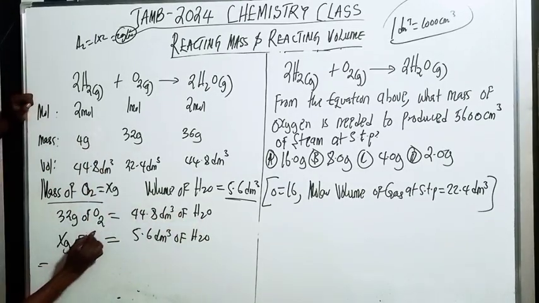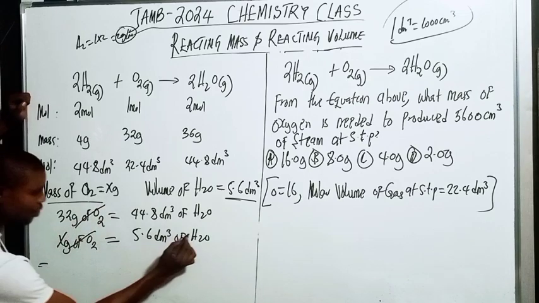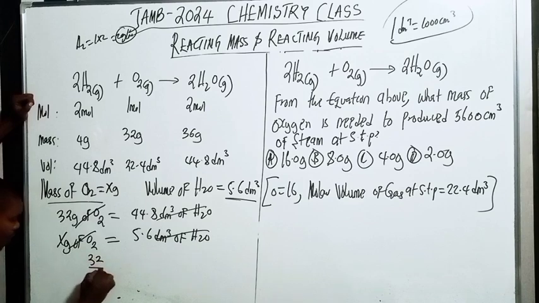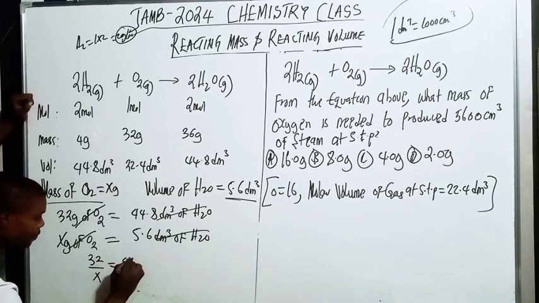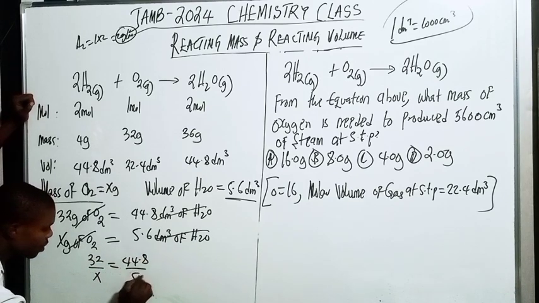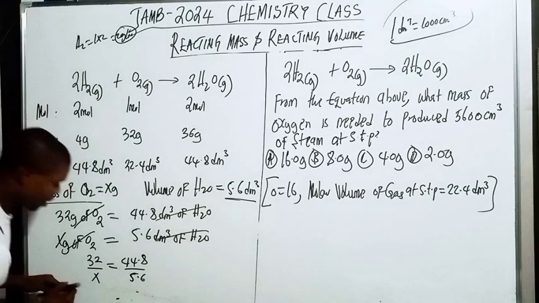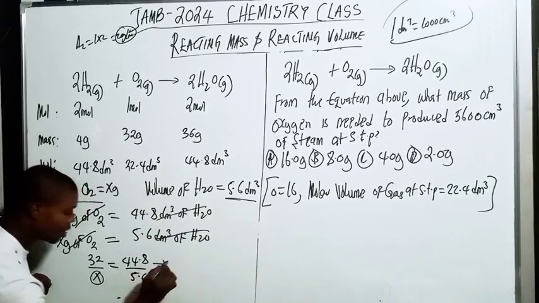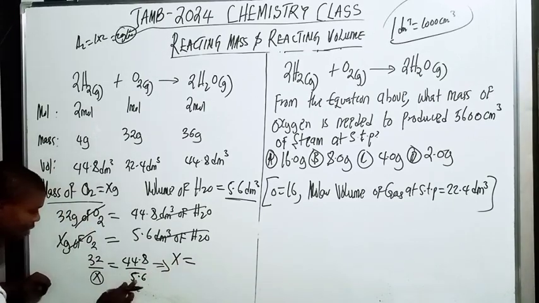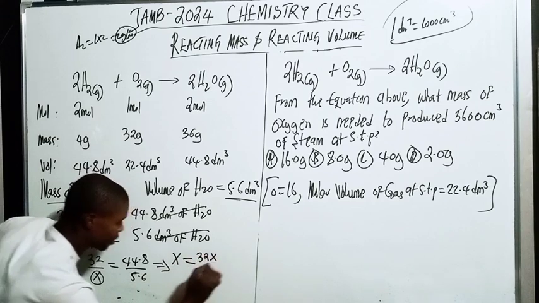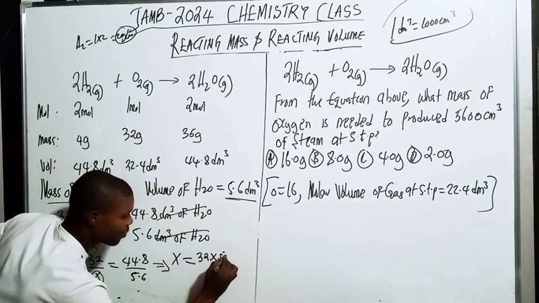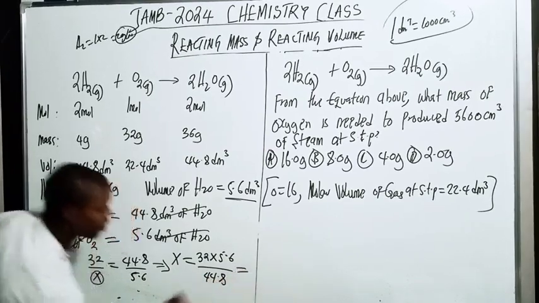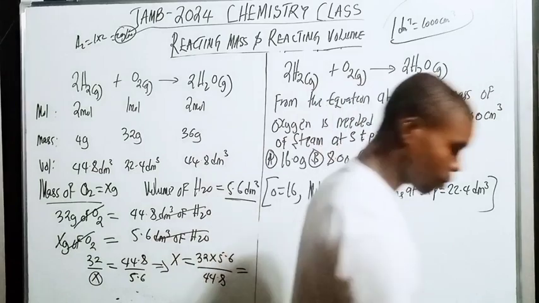So what I want to do here is to ignore the units. This one can cancel out this one here. So what you want to get here is 32 over X equals 44.8 over 5.6. So the goal here is to make X the subject of the formula. So X equals this times this, right? 32 times 5.6 over 44.8, right?